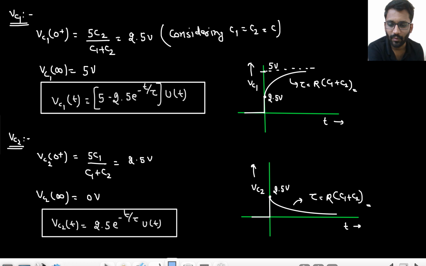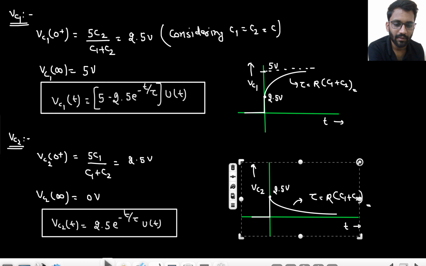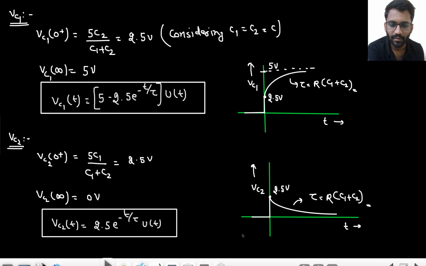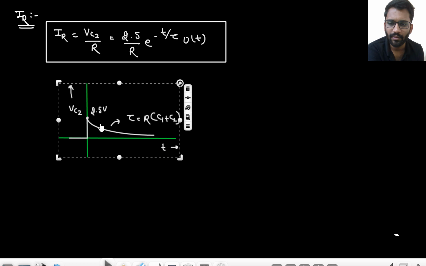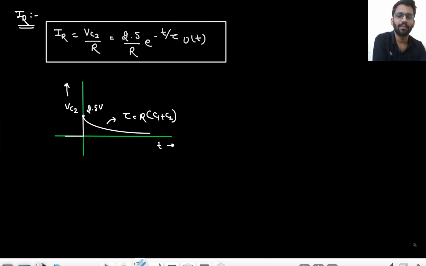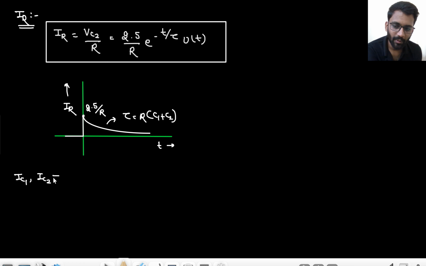I can simply copy this graph, paste it here. Right? What will change? Just this is IR and this value will change. This is IR and this value will be 2.5 by R. Okay. Now what we need to comment on? We need to comment on IC1 and IC2. Now again I am not going to differentiate, because we have already differentiated it.